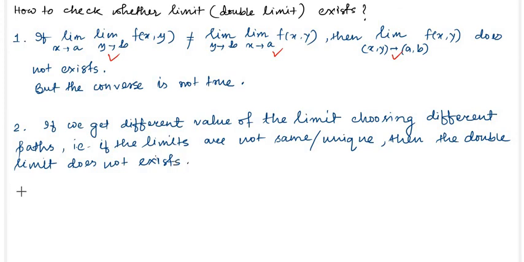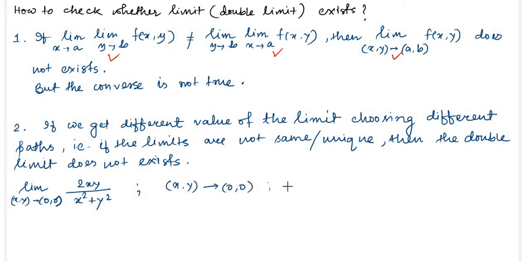So suppose we take an example: the limit as (x, y) tends to 0 of 2xy by x square plus y square. Let us choose a path, that is, (x, y) tends to 0 along the path x equal to m y square. That is a parabola. That means the point (x, y) is moving towards the origin along the parabola x equal to m y square.